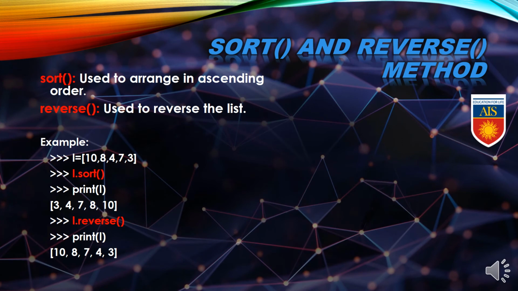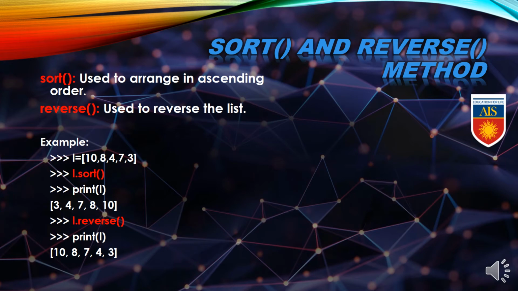Our next option is the sort and reverse method. Sorting is what? It is used to arrange in ascending order. Ascending order is actually the default order of the sort function. And reverse is used to reverse the list. Here we can follow the example. L equal 10 8 4 7 3, L dot sort, print L. After sorting, it will print.